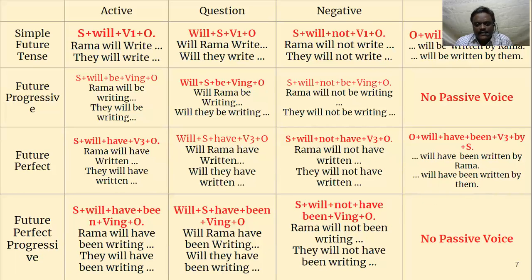Then will, place subject, place continuous tense, future perfect progressive, same rule. So we have to bring helping verb forward. So will Rama have been writing a letter? Will they have been writing a letter?